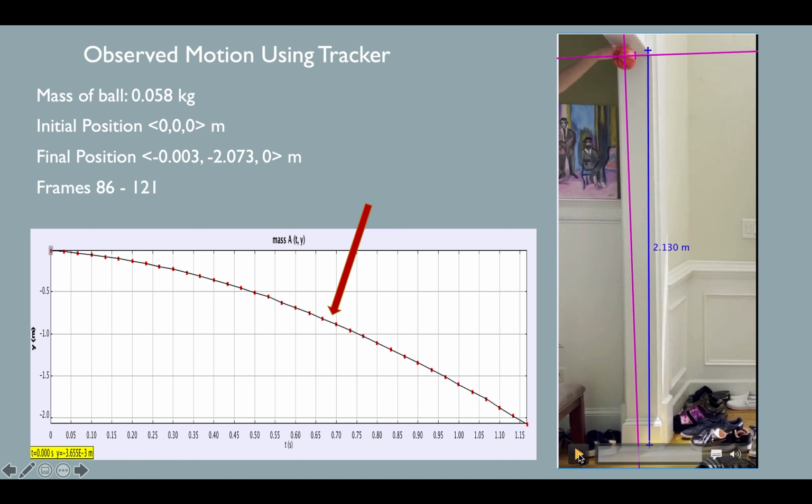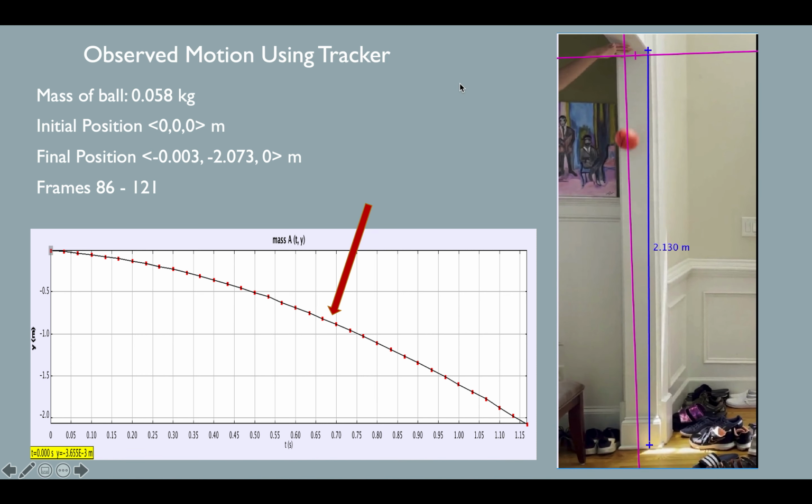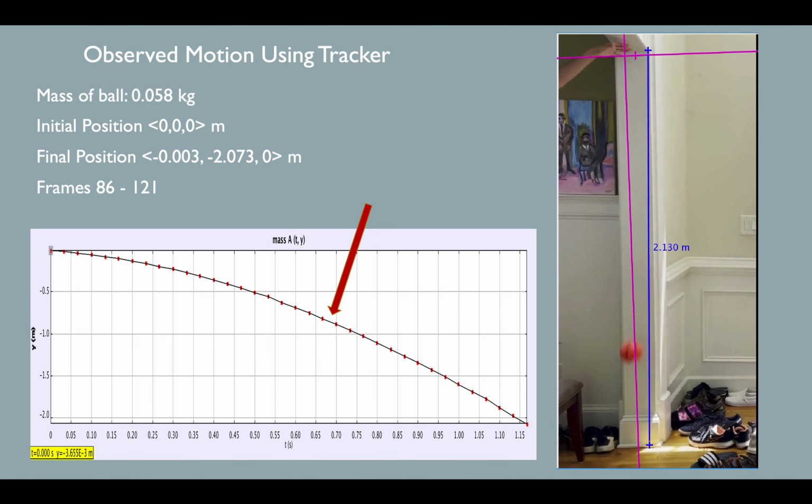Here is the video and data from my tracker experiment. I tilted the axis to account for a skewed camera angle. At approximately 0.65 seconds, where the red arrow is pointing, the slope begins to linearize. Here is the mass of the ball, initial position, final position, and frames used for data collection.